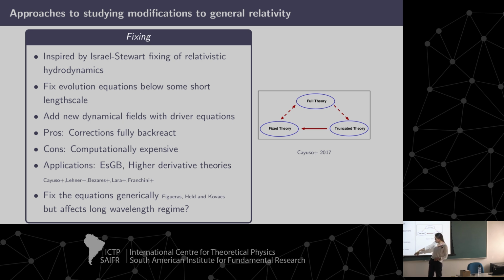For that reason, more recently, Paul Figueras, Aaron Held, and Aaron Kovacs came up with a more natural way to introduce this ad hoc timescale. But what I'm saying here is that it's not very clear at the moment whether the way they're fixing the equations affects the IR, which obviously you don't want. So people are working on this, but it's still unclear whether this method is going to work. So, do they still introduce new degrees of freedom? Yes, they do. Oh, they do.